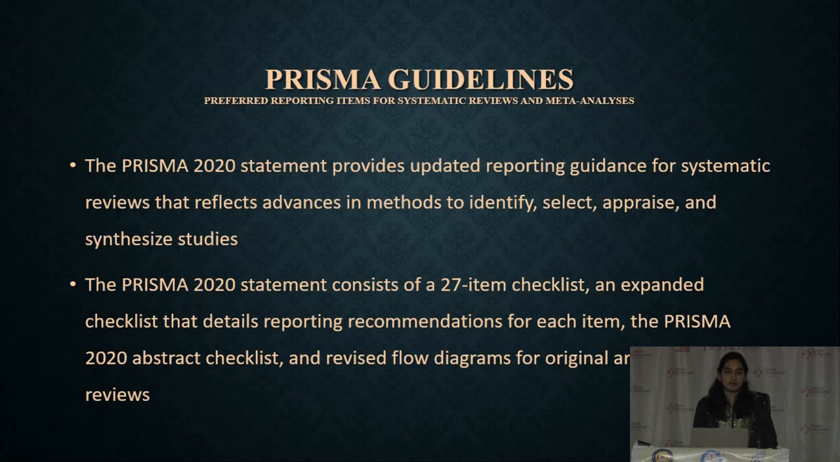So there's something called the PRISMA guidelines. It is expanded as the Preferred Reporting Items for Systematic Reviews and Meta-Analyses. The PRISMA 2020 statement provides updated reporting guidance for systematic reviews and reflects advances in methods to identify, select, appraise, and synthesize studies. This is basically a 27-item checklist having different topics like your title, abstract, then the results and the outcome, everything. And each of these topics is associated with a checklist that has to be confirmed when you're conducting a systematic review.